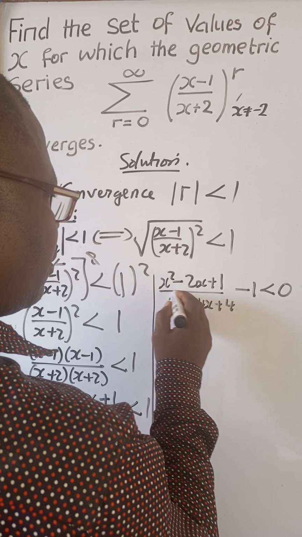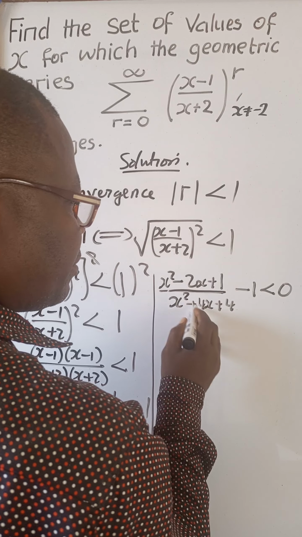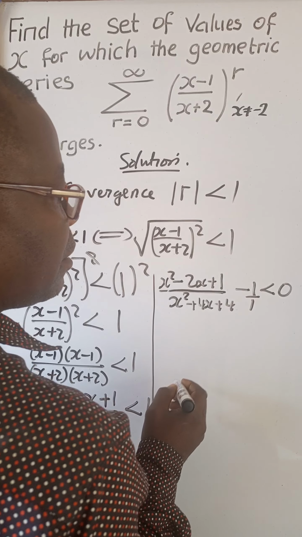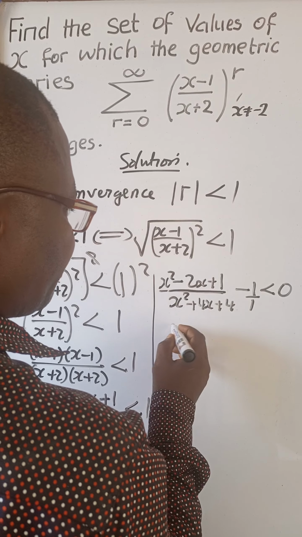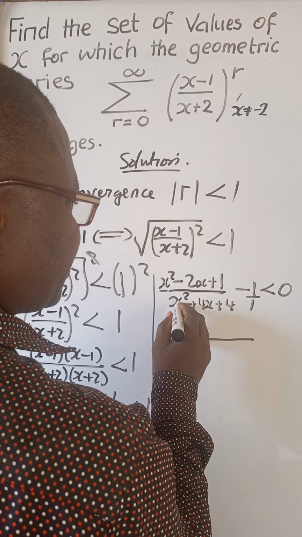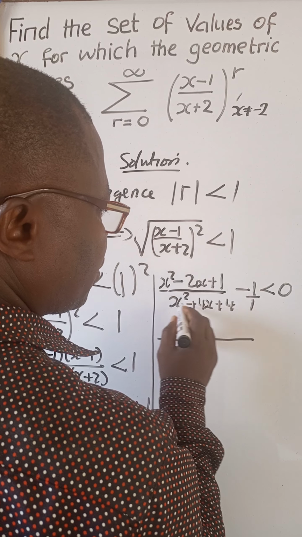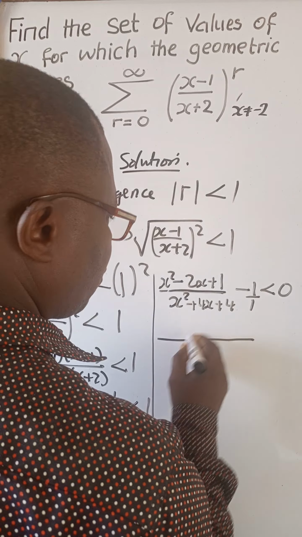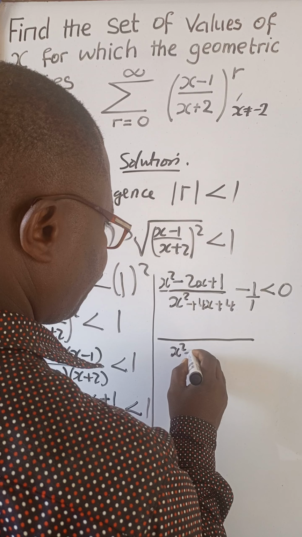Now, let's put everything under the same denominator. Remember, this is the same as negative 1 all over 1. Let's bring everything to the same denominator. That means the LCM of this expression and 1 is just their product. This expression multiplied by 1 is that same expression.